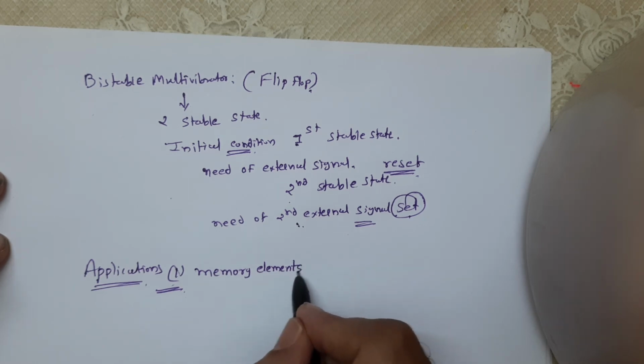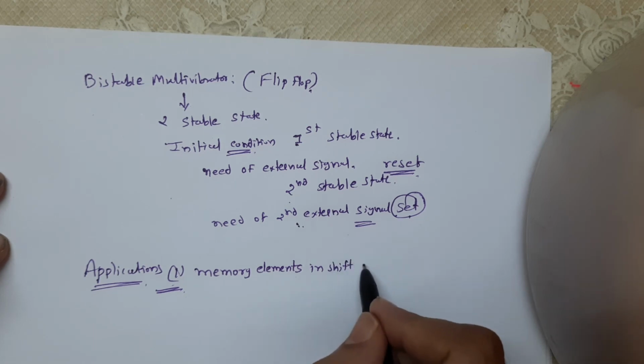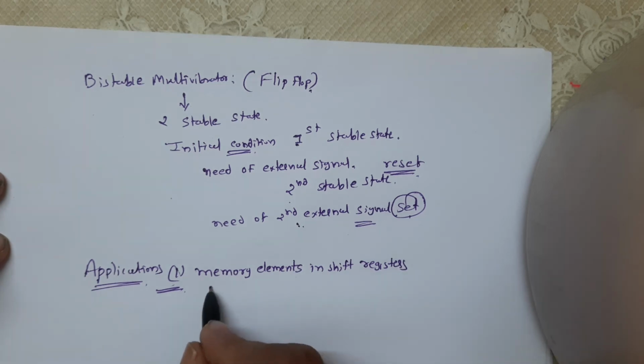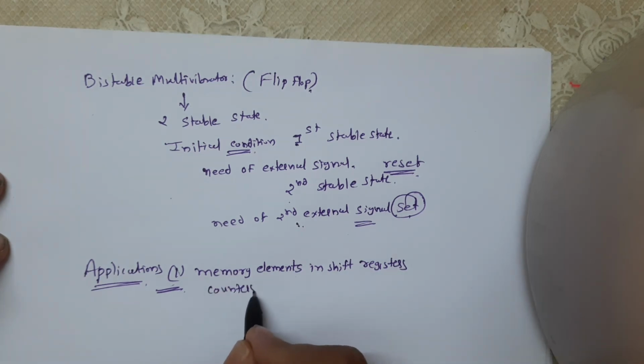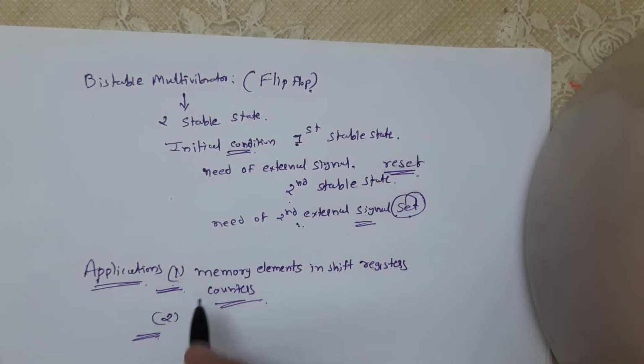in shift registers and counters. It is used as a memory element in shift registers and counters. Second application, it is used to generate a pure square wave, a generator of the square wave.